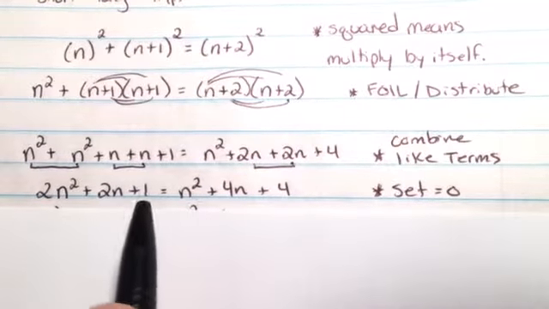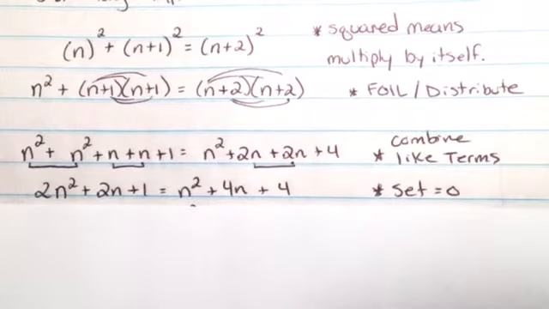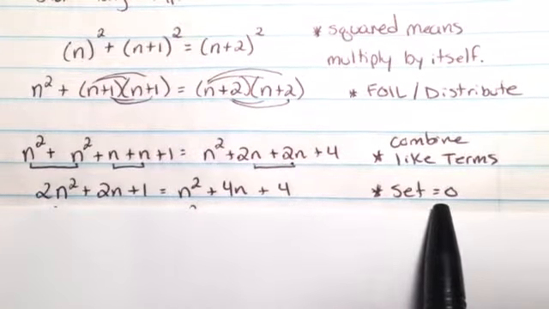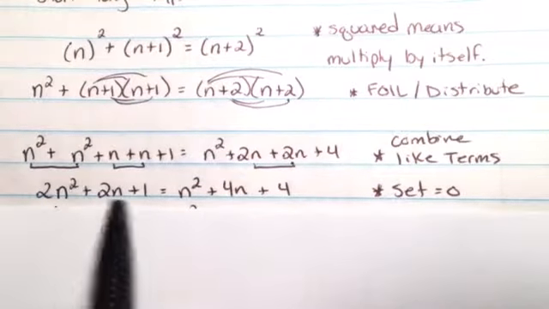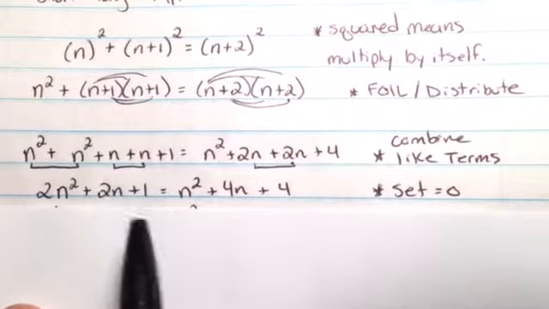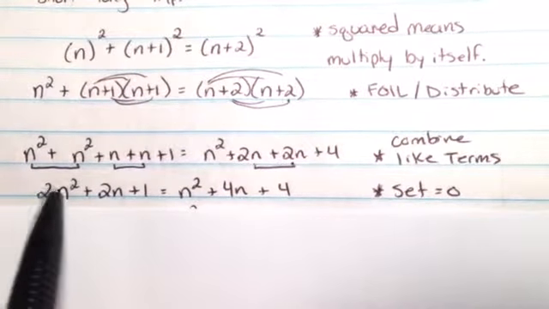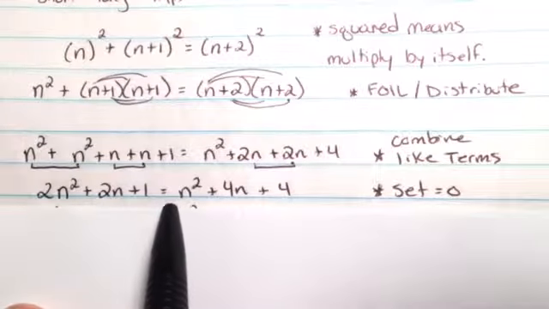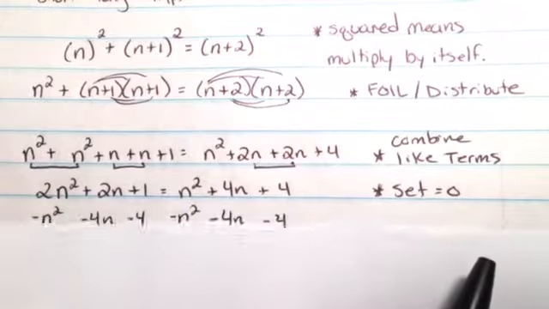Well, I've got a quadratic equal to another quadratic. Guys, I don't want it equal to another quadratic. I want it equal to 0. So I'm going to take everything right here and bring it over there. Now, I'm not just going to move it over and change the sign because I actually have like terms. When I take this over there, I've got a like term with it. So I'm going to show the steps of minus n squared, minus 4n, minus 4.